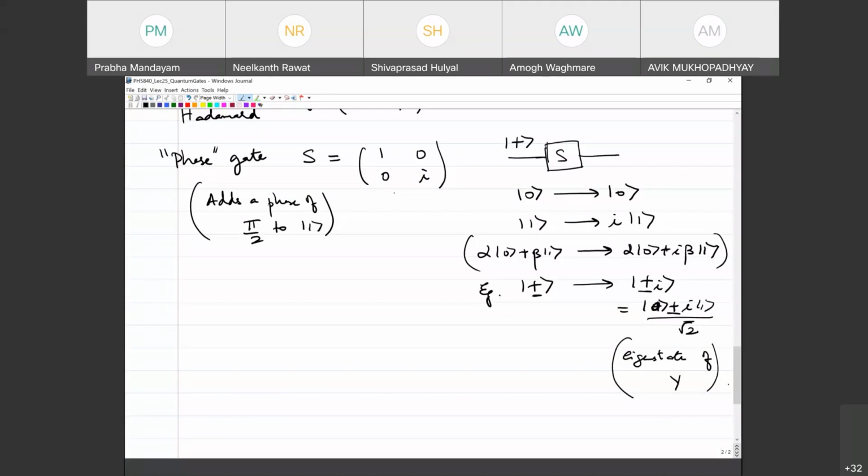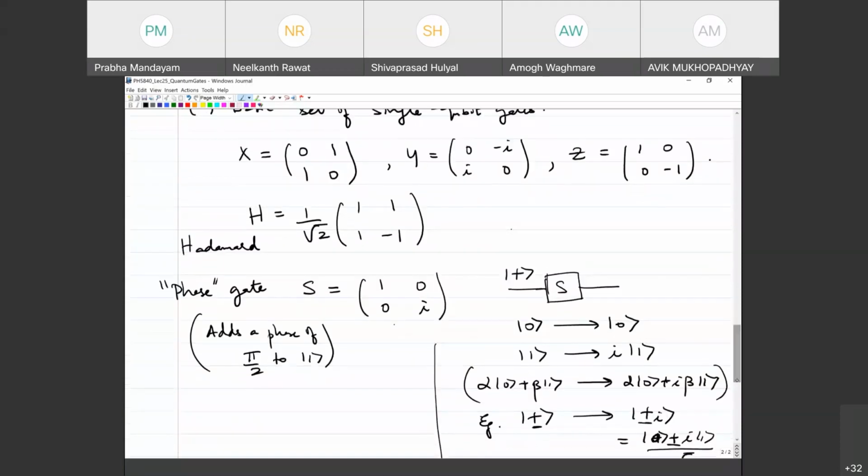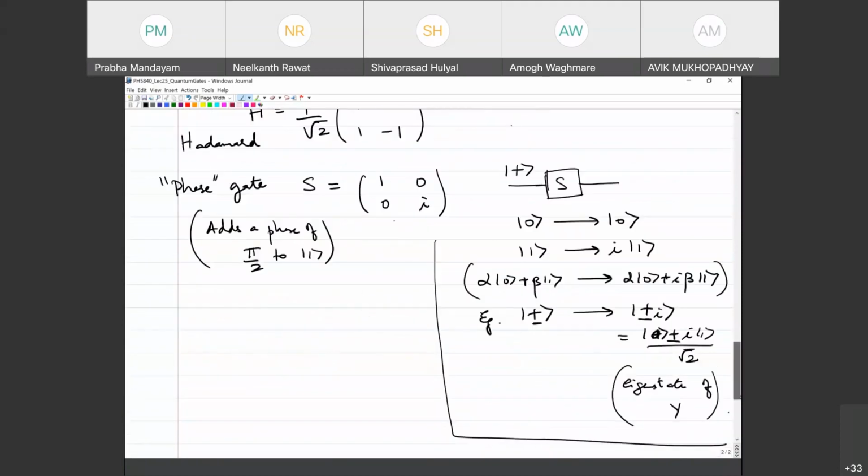So this is a useful gate. It's in some sense what completes this set, right? You had the Z itself, which in some sense is what leaves the 0 and the 1 invariant. And then you had the H, which takes you from eigenstates of Z to X. And then you have the S, which takes you from eigenstates of X to eigenstates of Y. So this completes that set.